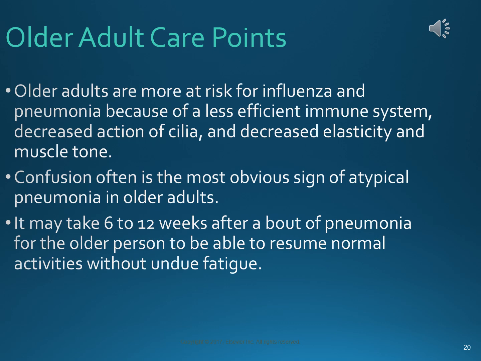Again, just to reiterate, confusion is often the most obvious sign of atypical pneumonia in older adults. And I will add to this behavior change in someone who has a cognitive impairment. So if you have someone with dementia and their behavior all of a sudden changes, think about pneumonia. It may take 2 to 3 months after a bout of pneumonia for an older person to resume their normal activities without undue fatigue. Remember, I said this really wipes out even a normal healthy person, but an older adult, it may take even longer.